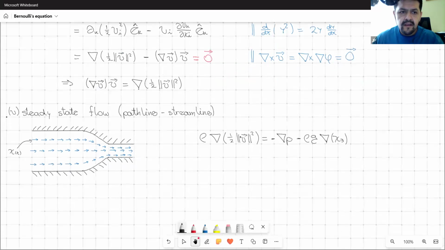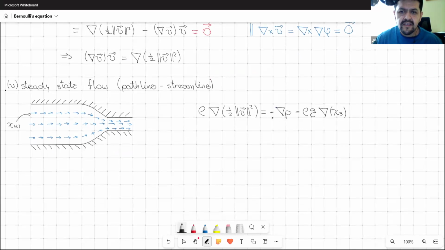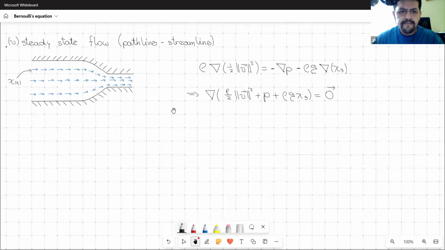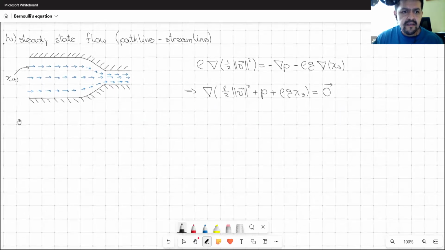Okay? Since rho and g are constants, we can take the two terms on the right-hand side and put them on the left-hand side and take the constants inside the gradients to see that this is nothing but the gradient of rho over 2, the normal velocity squared, plus the pressure, plus rho g x3, and all of that is equal to 0.